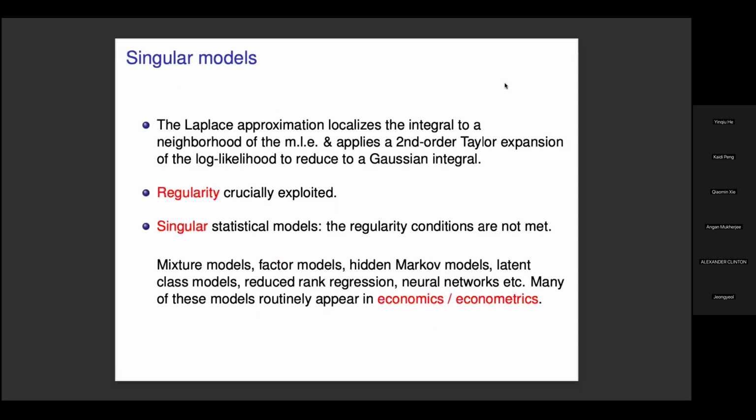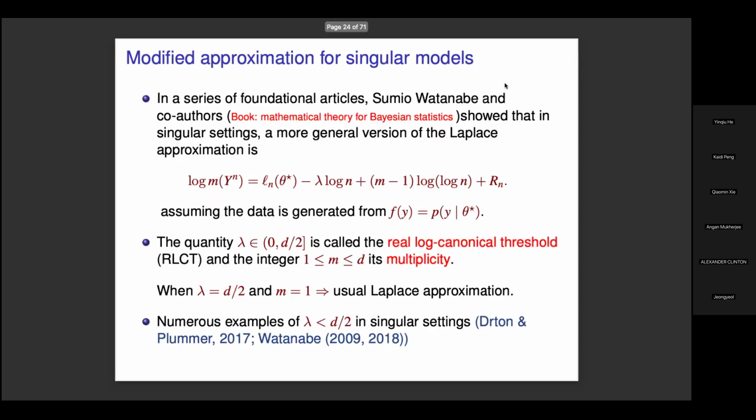Of course, in many models that we see, for instance, mixture models, factor models, hidden Markov models, reduced rank regression, neural networks, we do not have regularity. So what do we do in such a scenario?